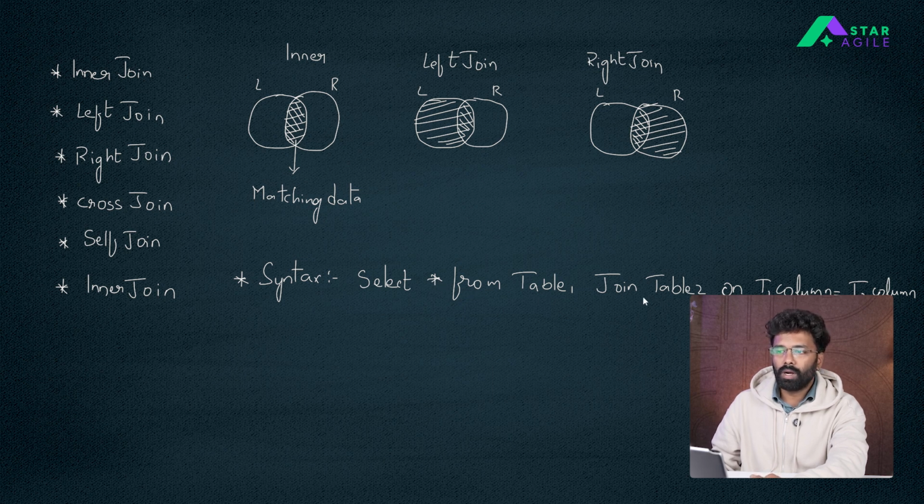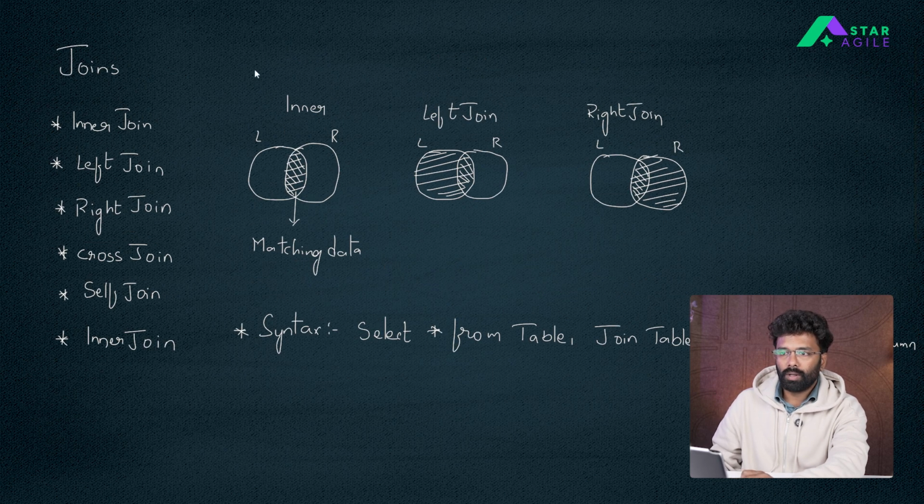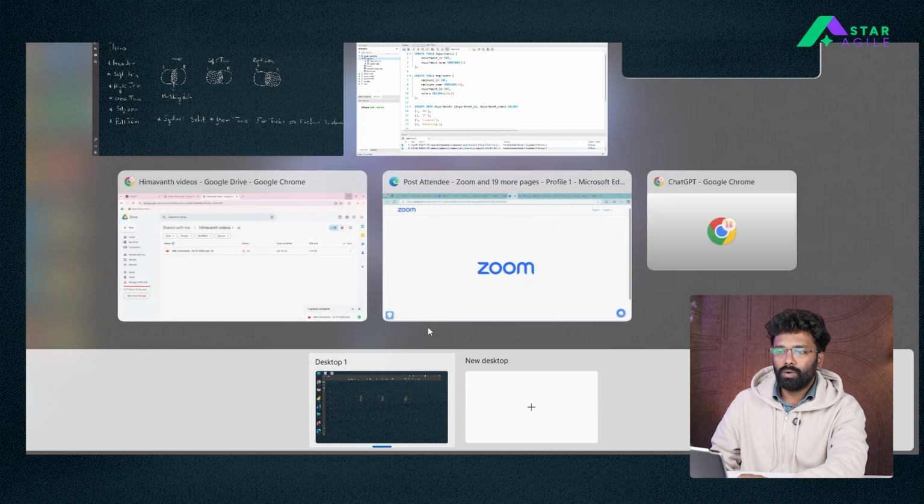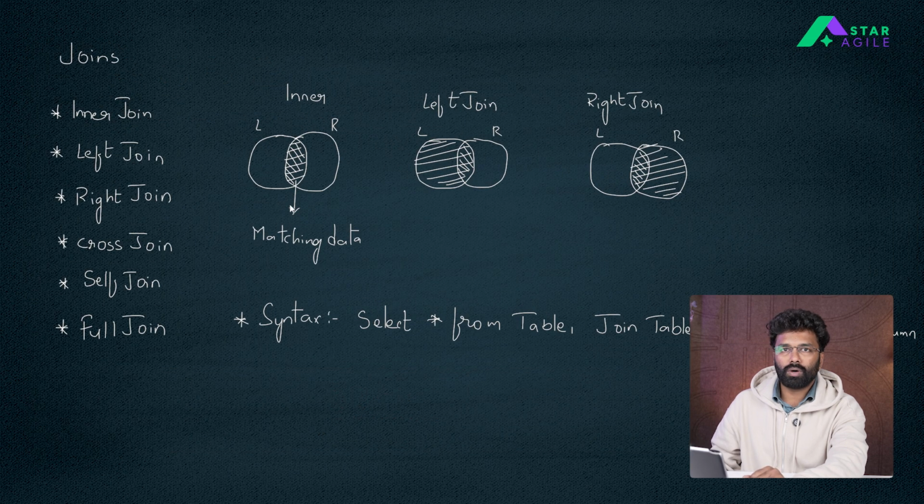So from table 1 join. So whatever kind of join you are performing, depending on that you can specify the join over here. Either it can be an inner, left, right join, cross join, self join, or any other different type of joins we have. Okay, so here it's not an inner join, I already mentioned it initially. So it's a full join case. Inner join, left join, right, cross, self join, and the full join.